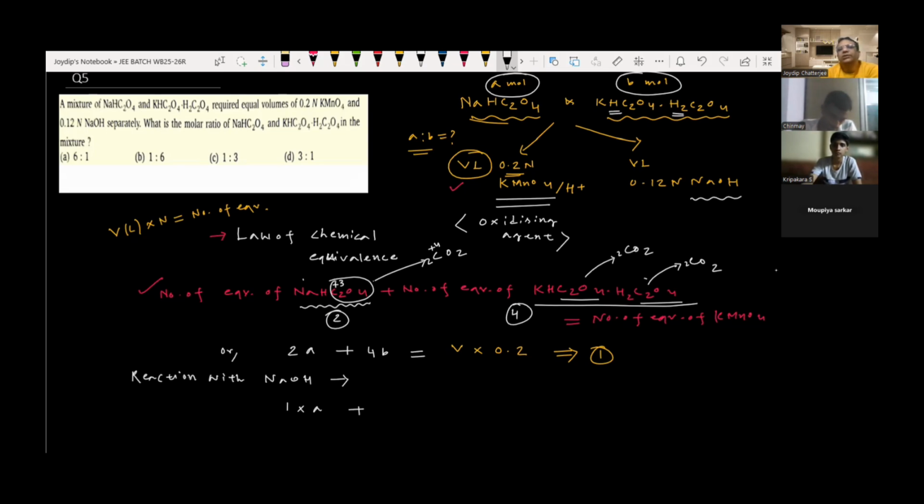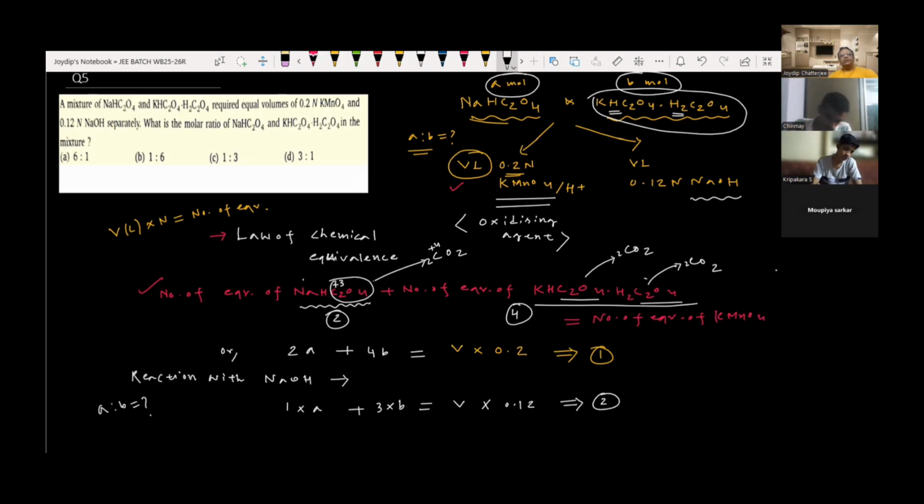How many acidic hydrogens are there in this compound? This is an addition compound. 3. Very good. So here the number of equivalents in this acid-base neutralization is 3 into B. And here again the number of equivalents is volume in liter into normality, so here 0.12. This is equation 2. Now solve this and determine the ratio A is to B.